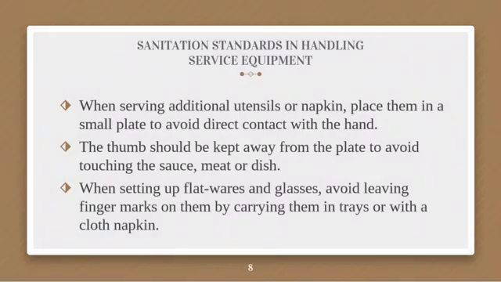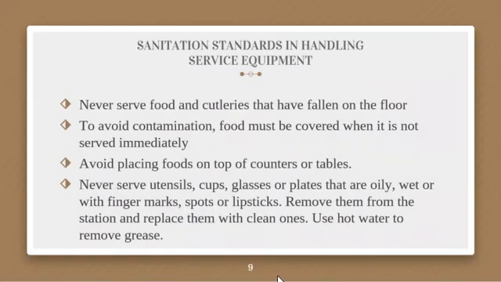When serving additional utensils or napkin, place them on a plate to avoid direct contact with the hand. So the thumb should be kept away from the plate to avoid touching the sauce, meat, or dish. Then, when setting up flatwares and glasses, avoid leaving finger marks on them by carrying them in trays or with a cloth napkin. That's why if you go to a restaurant, the waiter would serve the food on a tray.